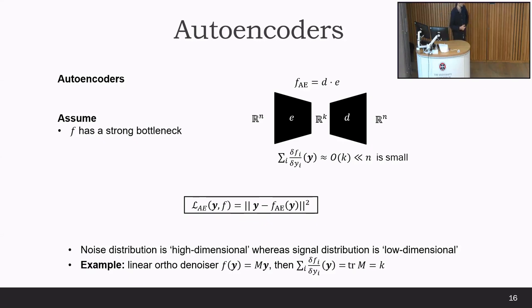And to give you a more precise example of this, if we build a linear denoiser with a bottleneck, it means that we are multiplying by a matrix that is low rank, and the divergence will depend on this rank constraint.